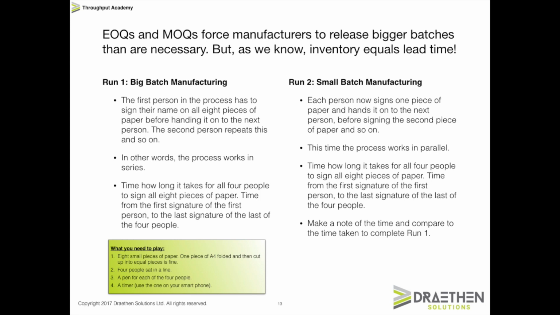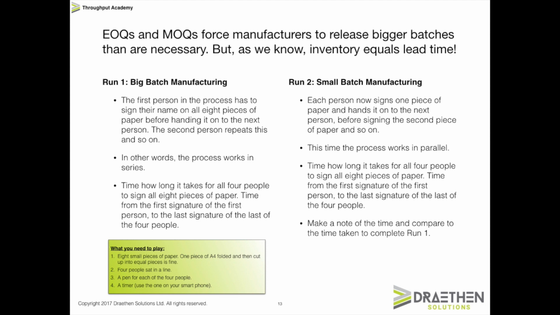The second person does the same thing. They sign all 8 pieces of paper before handing it on to the third person. The third person signs all the pieces before handing on to the fourth person, and then the fourth person signs all 8 pieces of paper. Time how long that takes, from the first signature of the first person to the last signature of the last person. So now you've made a note of the time for run 1, it's time to do run 2.